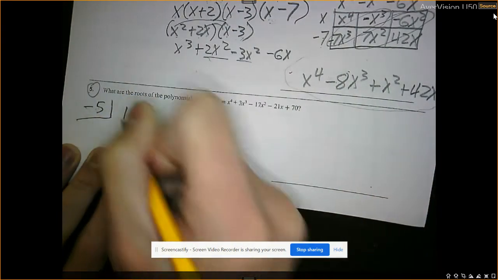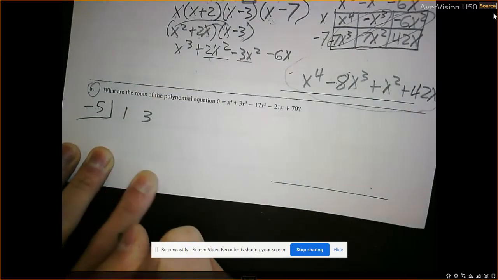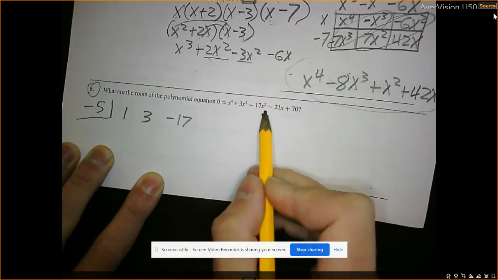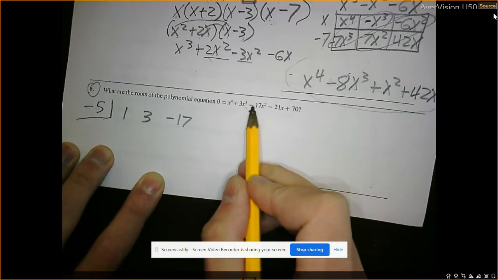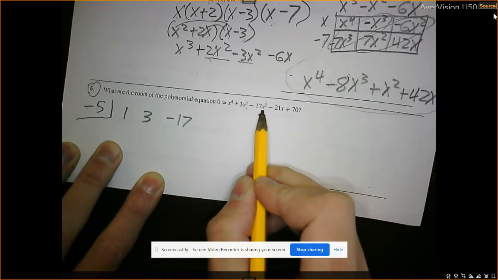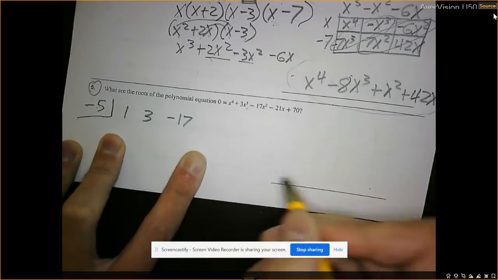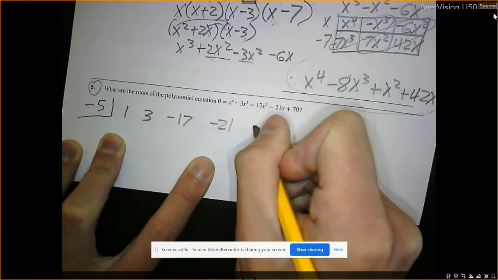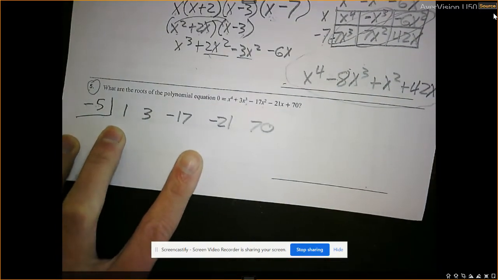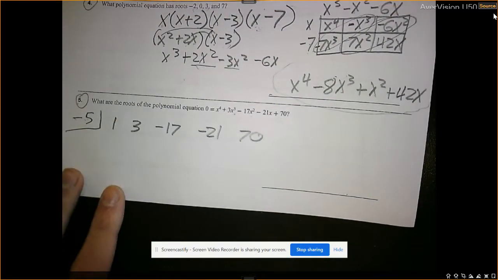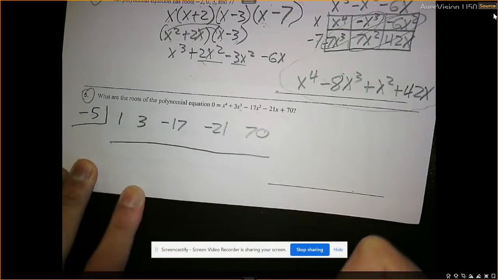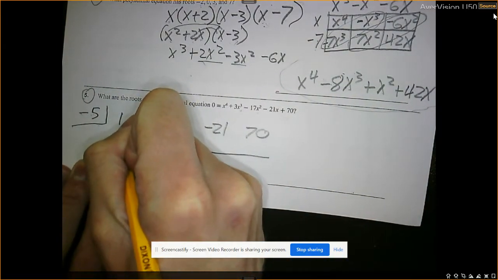Now, you have 1x to the 4th, 3x cubed, -17 x squared. Hopefully we're used to me saying x to the 3rd as x cubed, x to the 2nd as x squared. There's -21 x and 70, just a constant. Okay, then synthetic division. I'm going to do this really fast again.